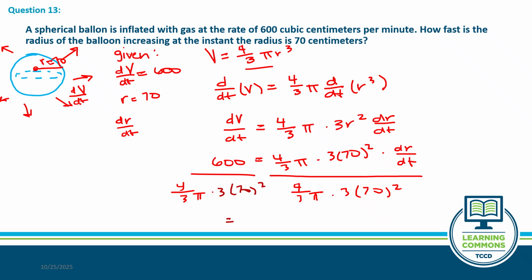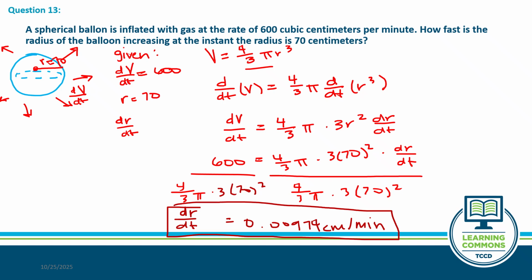And at the end of all of that nasty number mess, I have 0.00974 cm per minute. And because it's increasing, it's going to be positive.